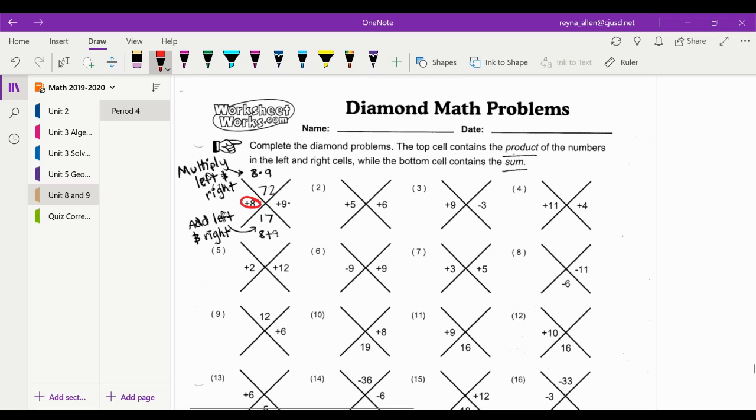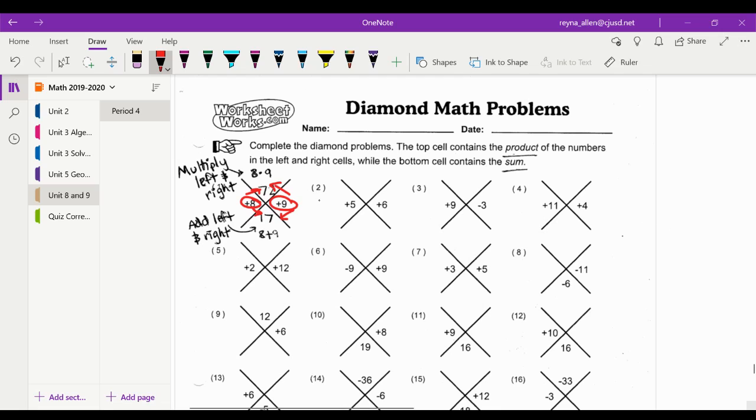So 8 times 9 is 72. So that gives you the number on the top. And 8 plus 9 is 17. It's important that you look at your positives and your negatives. I'm going to help you with your problems on your left side, and then any of the ones that I do not complete, you will complete on the Classkick assignment. And you can either write in the numbers like I am, or you can type them in.